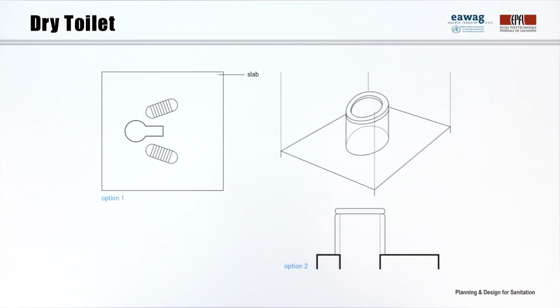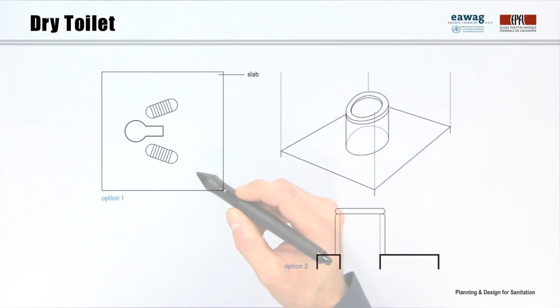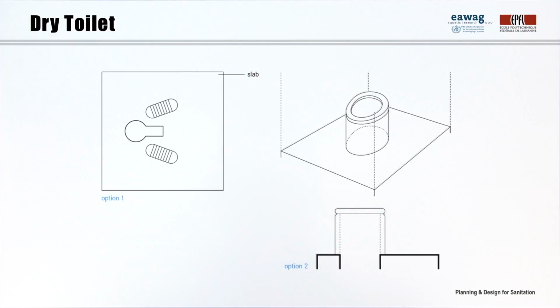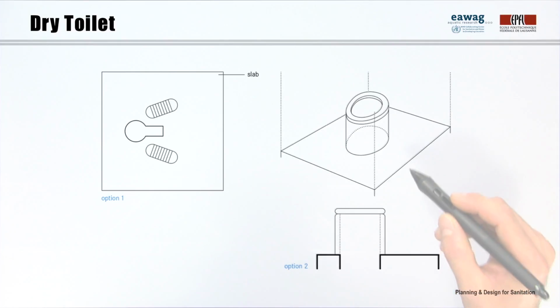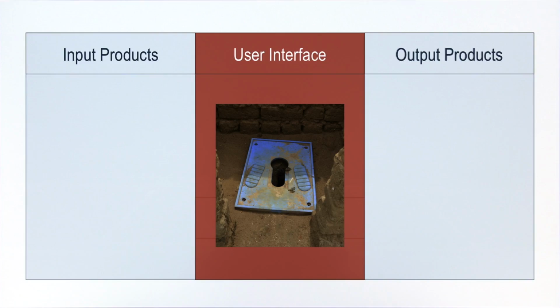The oldest and most widespread user interface option is the dry toilet. In its simplest form, it consists of a slab with a drop hole and possibly footrests to provide some user guidance. This design is suitable for those who prefer to squat. For users who prefer sitting on a toilet, a pedestal can be installed. Let's take a look at the products which can go into a dry toilet and what comes out of it.